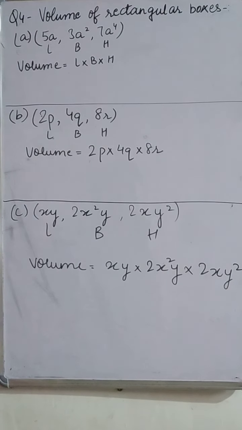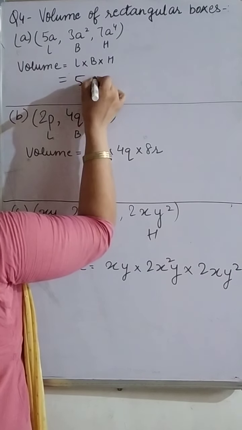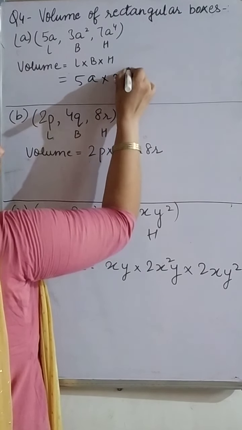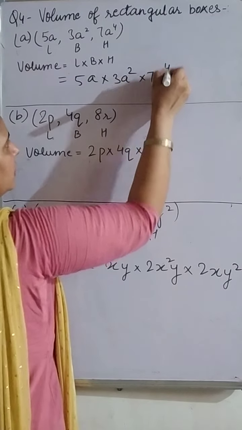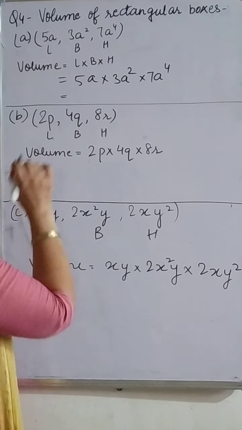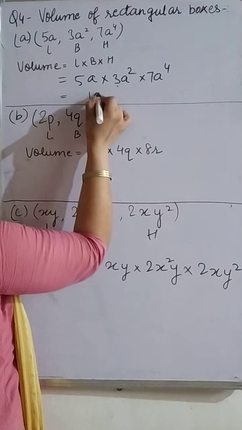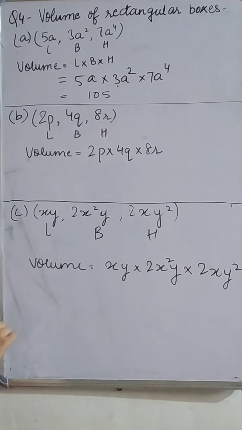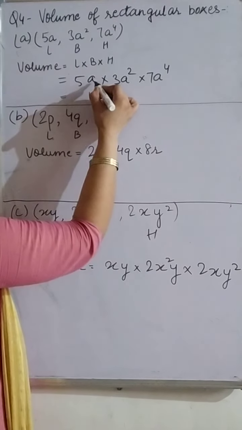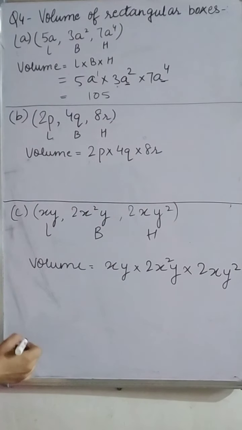In the previous question we have done the product of two monomials. Now the product of three monomials. So volume is length into breadth into height, that is 5a into 3a square into 7a raised to power 4. First we will multiply coefficients or numerical factors. 5 3s are 15, 15 7s are 105. Now the first is a raised to power 1, next is a raised to power 2, and next is a raised to power 4.